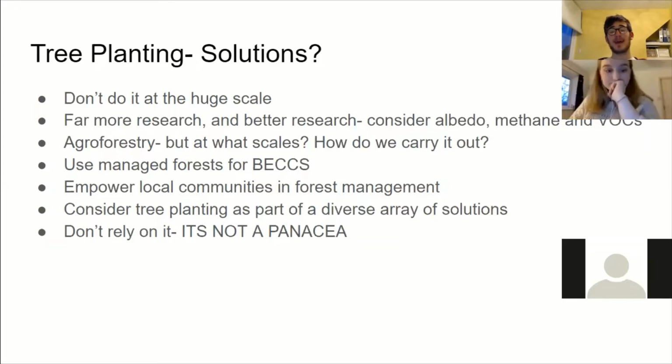There's also an idea when I talked about farming called agroforestry, which is you do agriculture in amongst trees. And actually you can both plant trees and do agriculture at the same time. That might be a really good idea. But the problem is we don't know at what scales this can work because we've never done agroforestry at huge scales. And also, how do we carry agroforestry out and feed such a huge growing population as well?